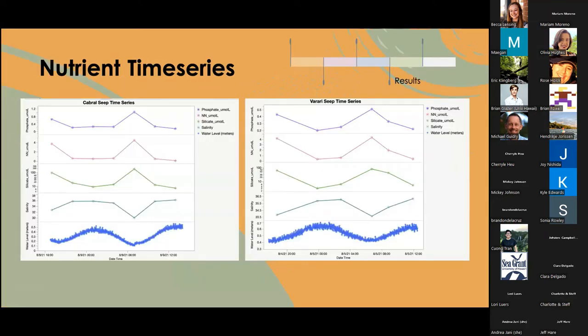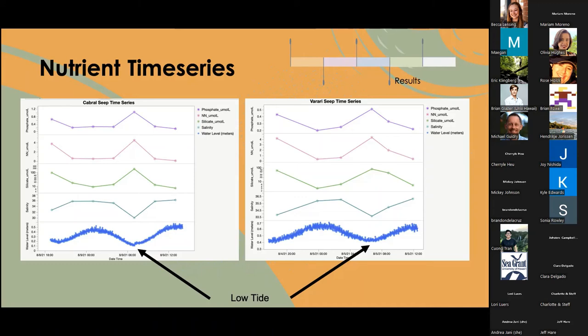The first result I'm showing you is the correlations between the water level, salinity, log silicate concentrations, nitrate concentrations, and phosphate concentrations. As you can see, at this point, when the tide was lowest and the water level was lowest, that was coupled by a drop in salinity levels, meaning that fresh water was being output onto the reef at the seep at this time.